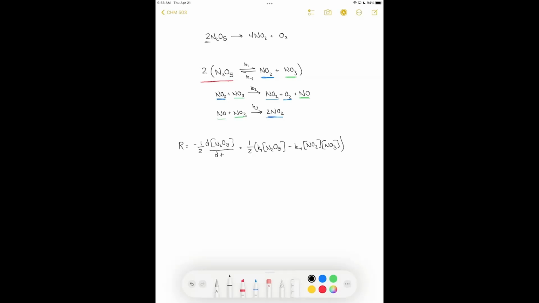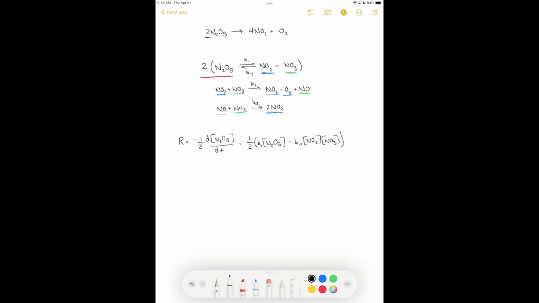And we'll figure this out by using the steady state approximation. The steady state approximation says that all of the intermediates don't change their concentration, so the rate of change of concentration of the intermediates is equal to 0. The intermediates of this reaction are NO and NO3. So we can say that the change of NO with respect to time and the change of concentration of NO3 with respect to time are equal to 0. And this will allow us to get estimations for what these concentrations are.